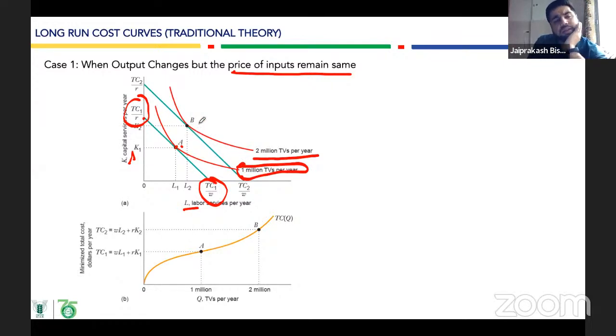Okay, but since the output has changed, because there is more demand in the market, and the firm had decided to produce more output, means 2 million TVs per year. So he has to allocate his resources like that, because prices are same, but total cost will vary. Okay, because he has to allocate more quantities of inputs.